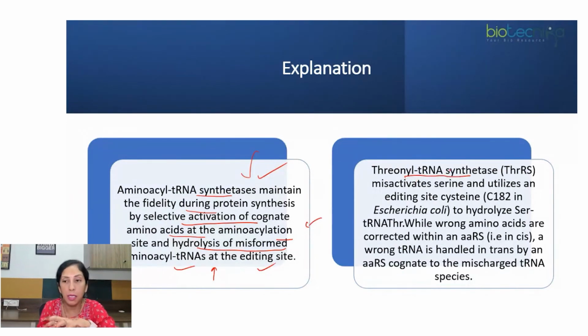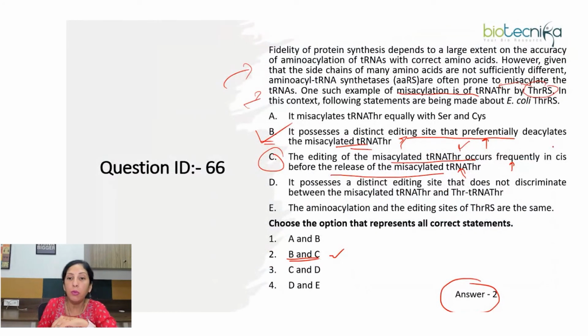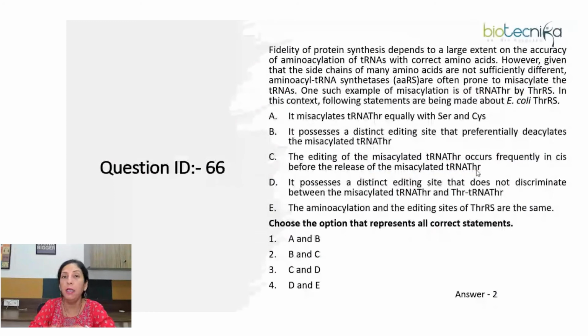Threonine tRNA synthetase, this is an amino acid synthetase, misactivates serine. If it adds the wrong amino acid, not as per its nature, then it will utilize an editing site, which is C182 in E. coli, to hydrolyze the serine tRNA threonine. So that means this is occurring within the amino acid synthetase. That is what has been mentioned here, that it occurs frequently in cis before the release of the misacylated tRNA threonine. If it remains misacylated, it will get hydrolyzed. If it is correct, it will be kept, and that amino acid will be further attached to its respective tRNA.